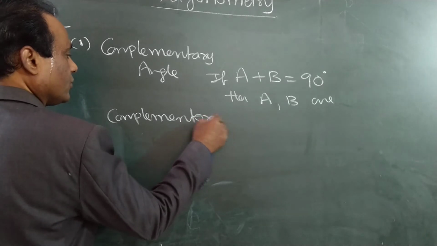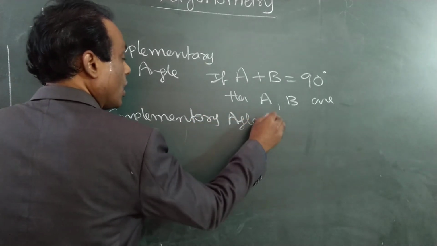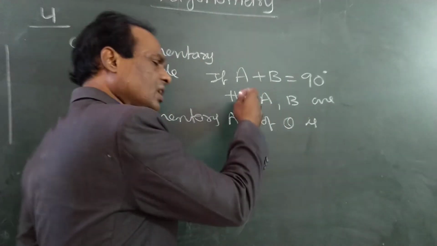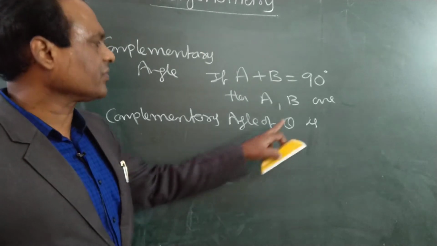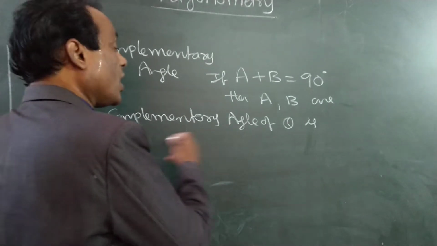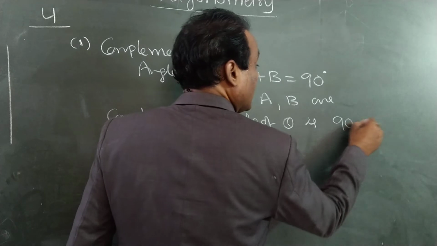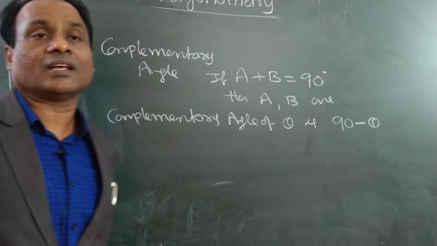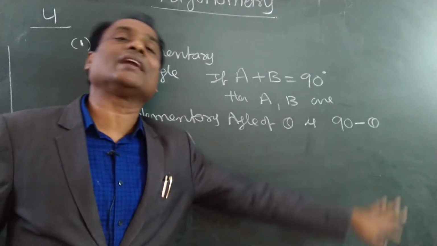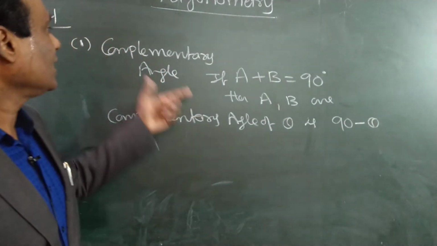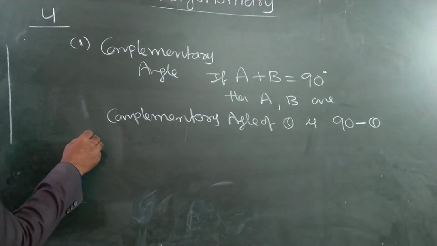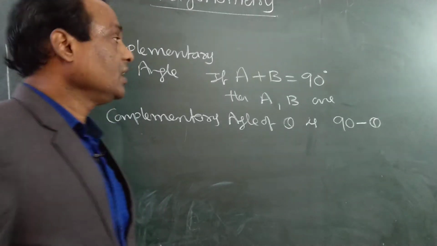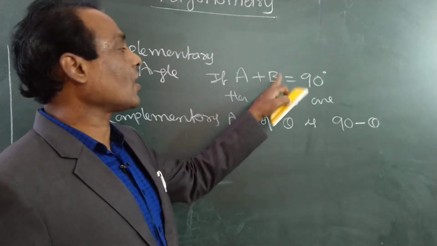Write down this point also. Complementary angle of theta: theta is a symbol for one angle. Generally, wherever we get an angle, in most cases we use the symbol theta. So complementary angle of theta is 90 minus theta. If one angle is theta, other angle will be 90 minus theta. That is the definition for complementary angles. If sum is 90 degrees, then one is called complementary of the other.